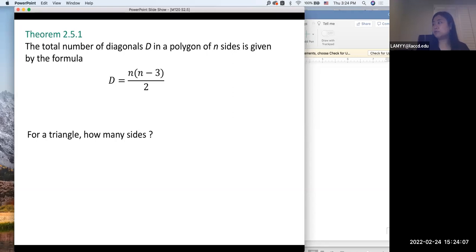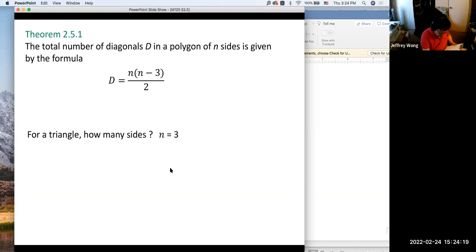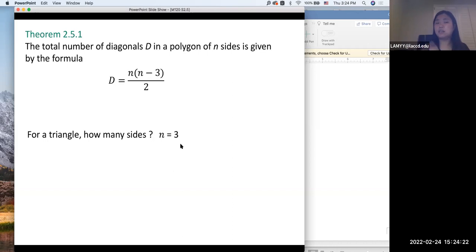For example, for a triangle, how many sides do we have? 3. So n equal to 3, right? Let's say we want to know how many diagonals for the triangle. We're going to plug n equal to 3 into this formula. So you're going to get 0.